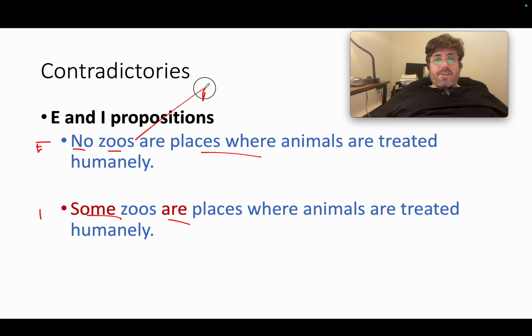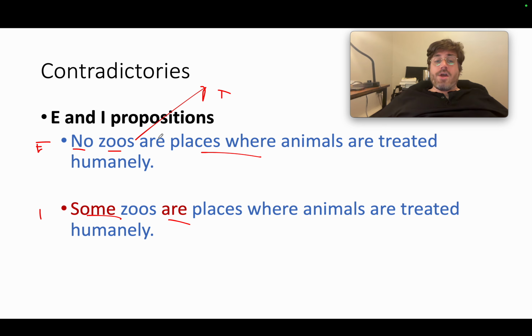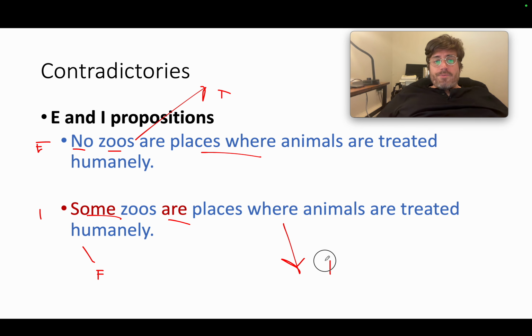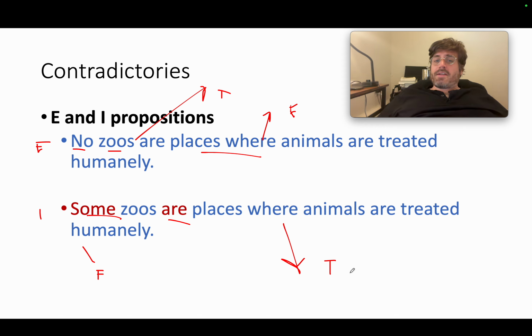So if this sentence's value is true, it really is the case that no zoos are places where animals are treated humanely, then the I cannot possibly be true too. It has to have a false value. There can't be at least one zoo that is also a place where animals are treated humanely if we've already said that no zoos are places where animals are treated humanely. If, however, we're going to say the I proposition is true, there is at least one zoo that is a place where animals are treated humanely, then the E proposition has to have a false value. No zoos are places where animals are treated humanely can't logically be true if we take for granted the I proposition as being true.